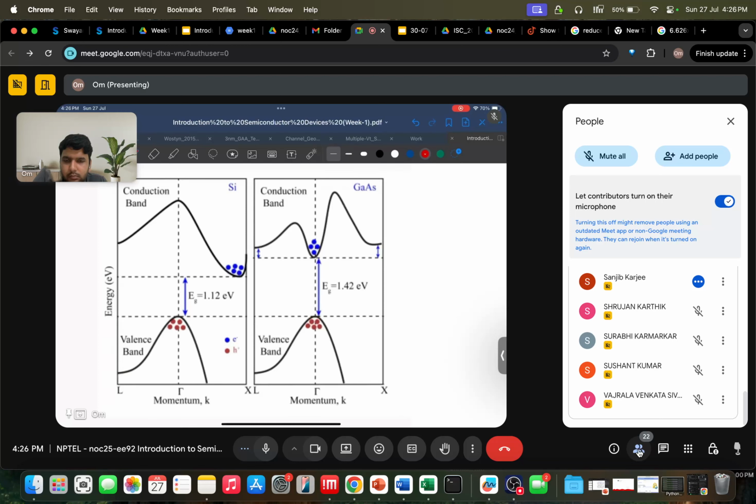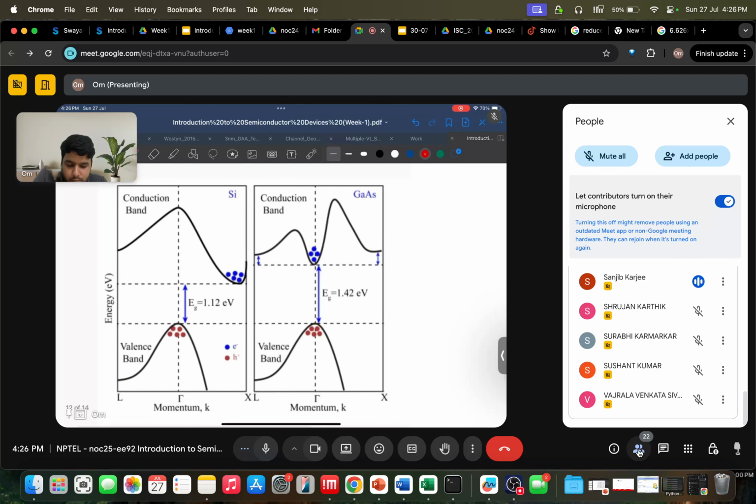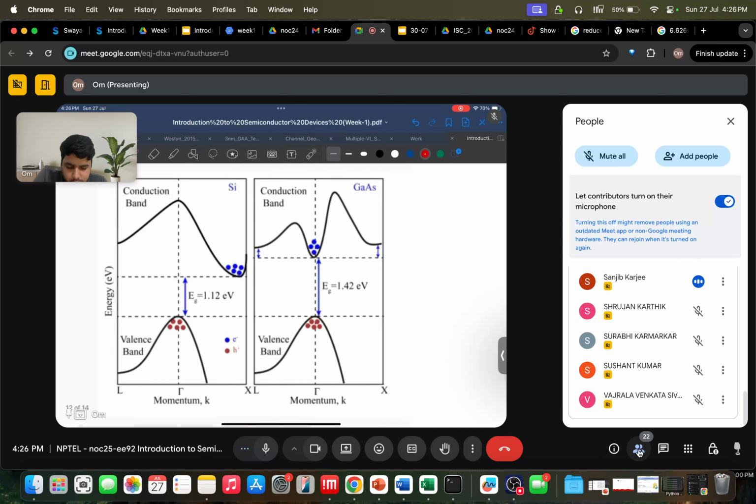Okay. So incorrect is here: valence band and conduction band is not the same line. So that just means this is a direct band gap and this is an indirect band gap, right?